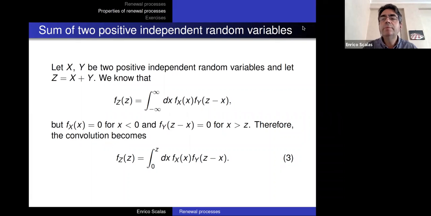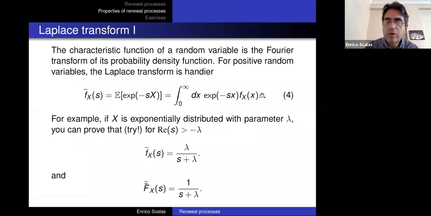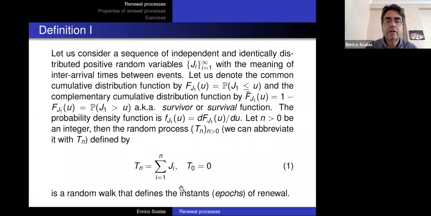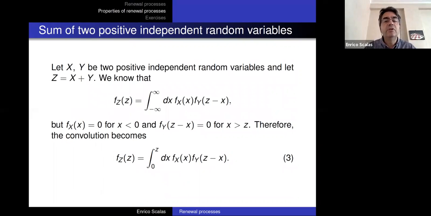Okay, we already solved the problem of finding the distribution of the sum of independent and identically distributed random variables. But there are some peculiarities of positive random variables that are interesting to briefly discuss. So in particular, we know that if you have two positive independent random variables, we consider the sum. The sum is also a positive random variable. And the probability density function of this sum is the convolution of the probability density functions of the two random variables that we are summing.